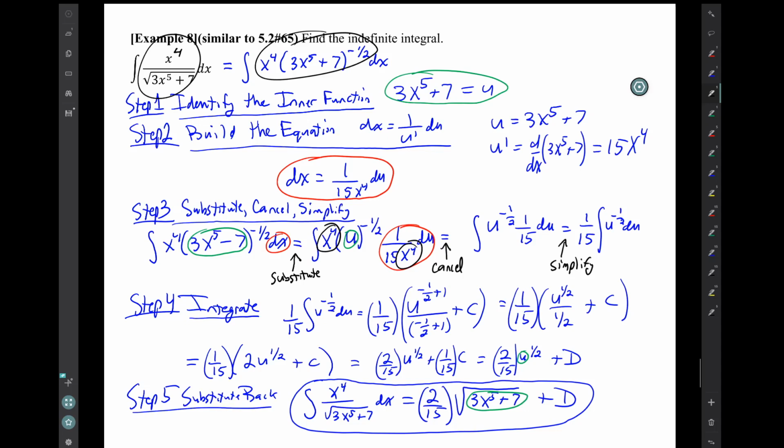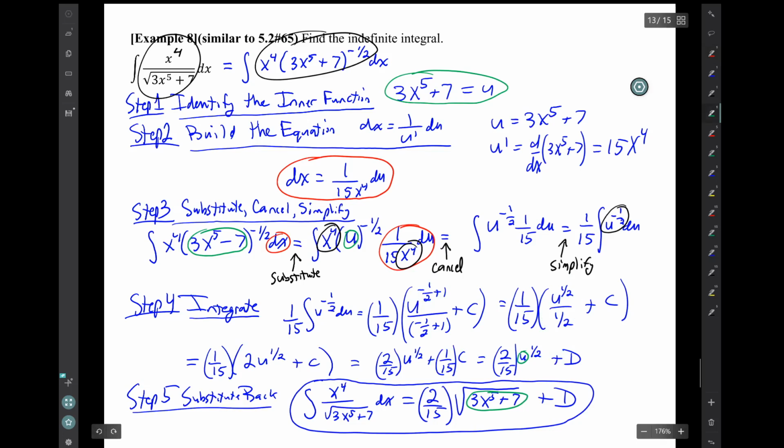In particular, this fractional exponent, u to the minus 1/2, had to be integrated very carefully. The new exponent was negative 1/2 plus 1, which is just 1/2. We had to remember that dividing by 1/2 is the same as multiplying by 2. And we had the same issue involving a multiplicative constant times our constant of integration. So we renamed it a new constant of integration, plus d.